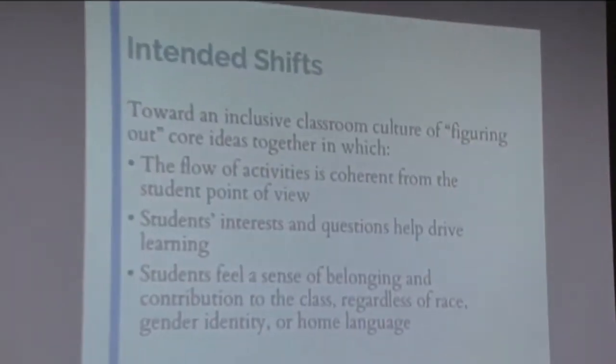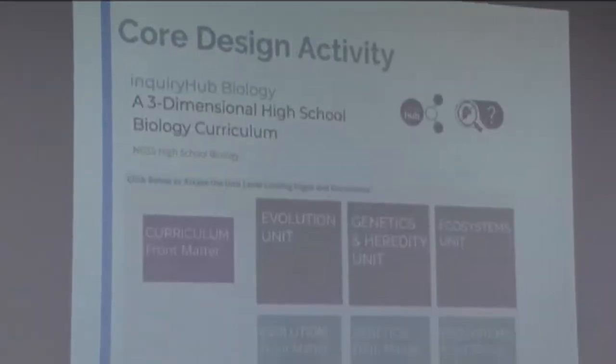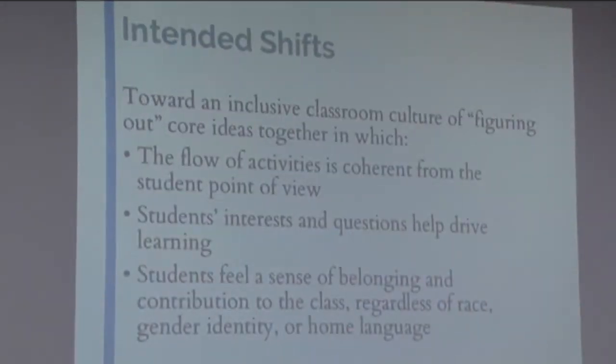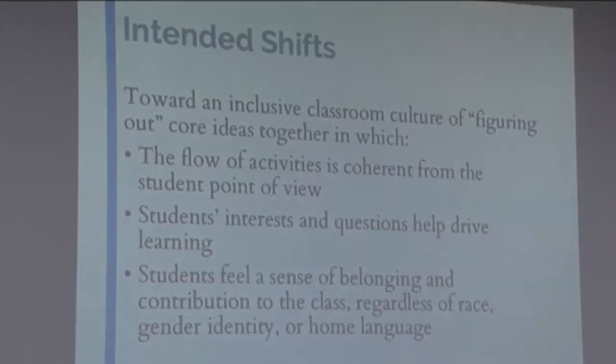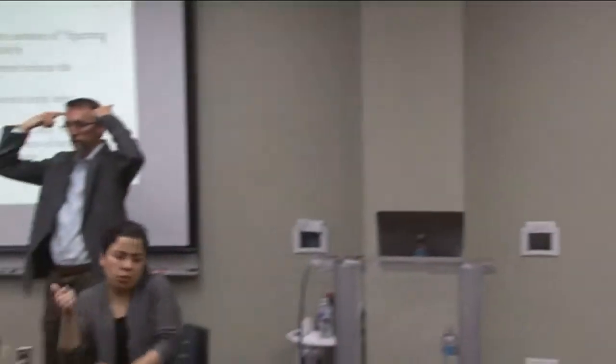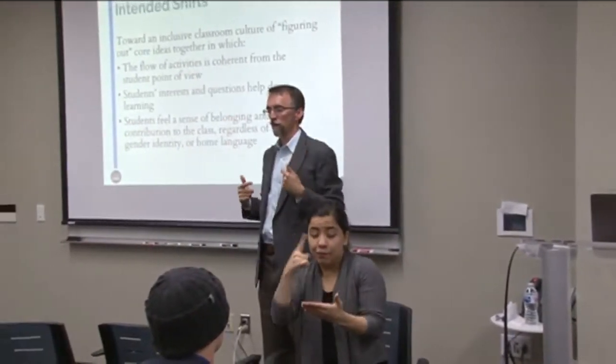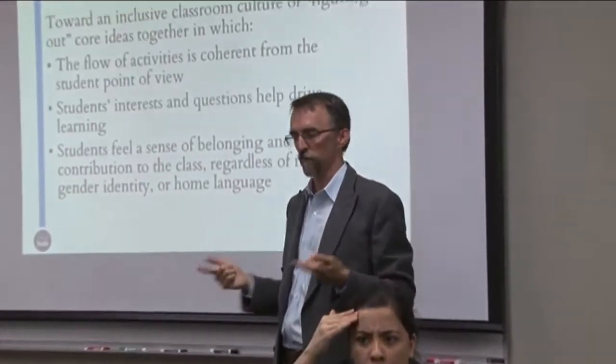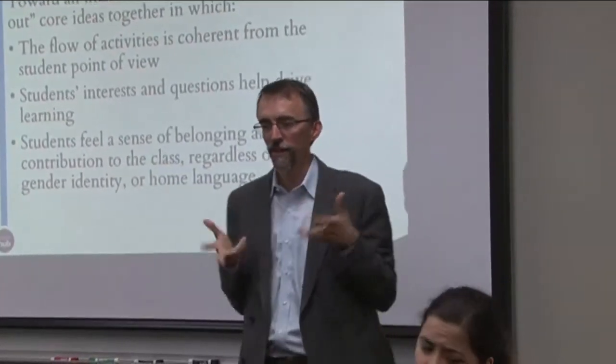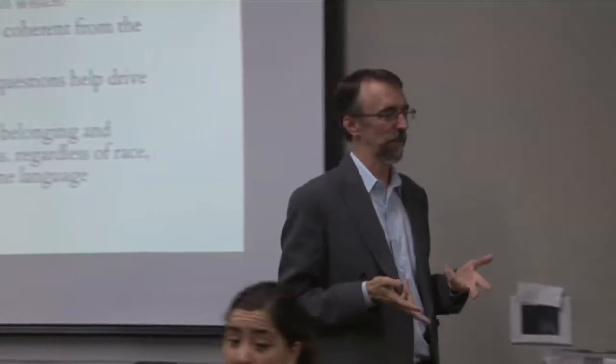So the shift, though, that we're trying to do, this is back to the vision for a moment. The curriculum is important, but it's in the service of this vision, which is we want to create an inclusive culture of figuring out core ideas together, in which the flow of activities is coherent from the student point of view. So the problem with most science curricula, maybe most curricula at all, is we design them to be coherent from my point of view, the expert knowledge point of view. So I think you ought to learn about photosynthesis, so now I'm going to teach you about photosynthesis. So from the kid point of view, I don't know why I need to learn about photosynthesis.